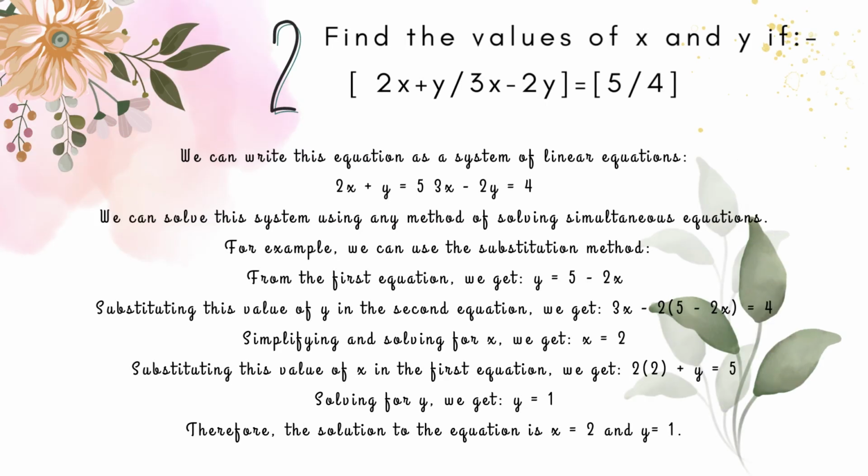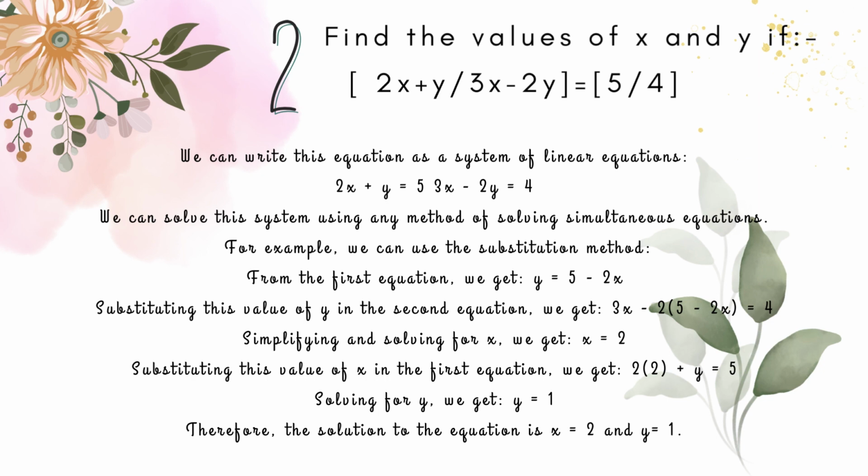Find the values of x and y if (2x + y, 3x - 2y) = (5, 4). We can write this equation as a system of linear equations: 2x + y = 5 and 3x - 2y = 4. We can solve this system using any method of solving simultaneous linear equations. For example, we can use the substitution method.